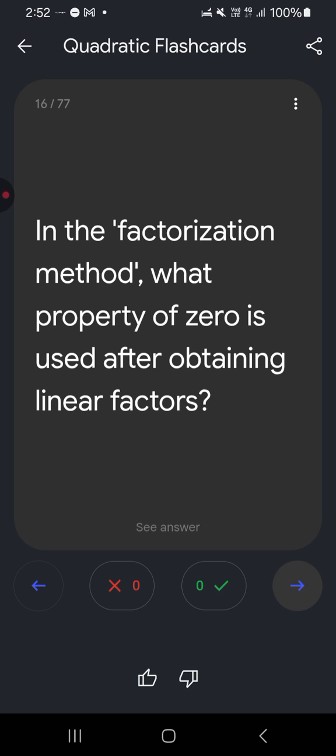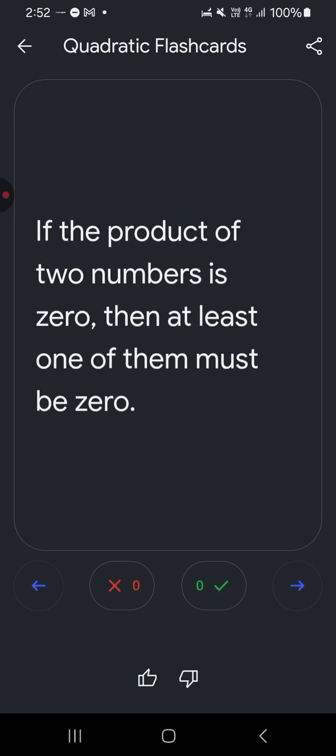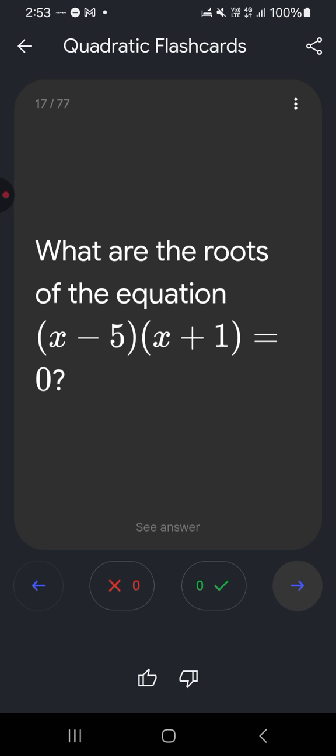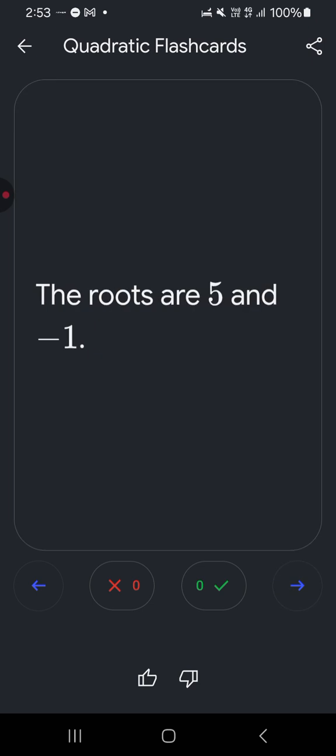In the factorization method, what property of 0 is used after obtaining linear factors? If the product of two numbers is 0, then at least one of them must be 0. What are the roots of the equation x minus 5 multiplied by x plus 1 is equal to 0? The roots are 5 and minus 1.